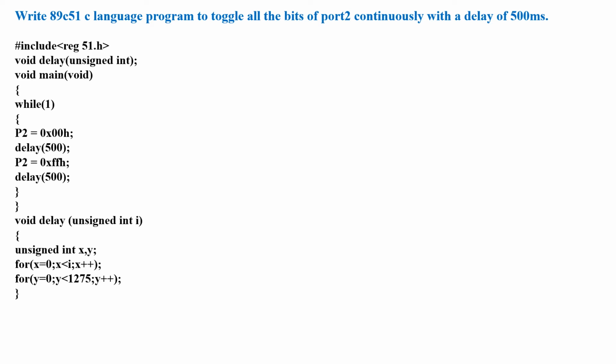So two for loops are considered. For x is 0, x is less than i, x plus plus. And the second one is for y is 0, y is less than the standard value considered, 1275, y plus plus. In this way we are toggling all the bits of port 2 continuously.